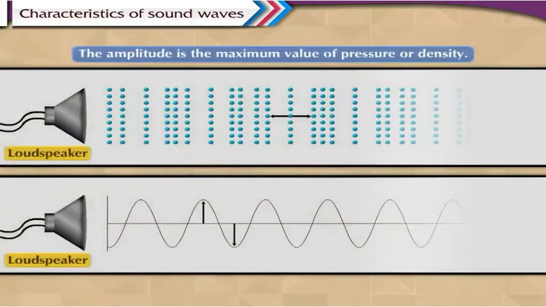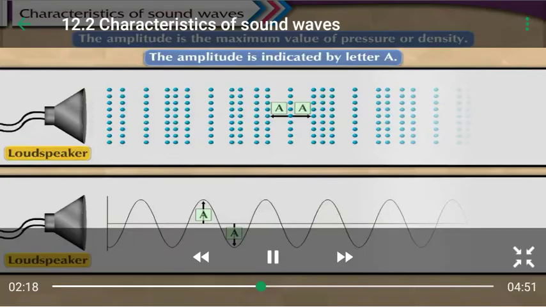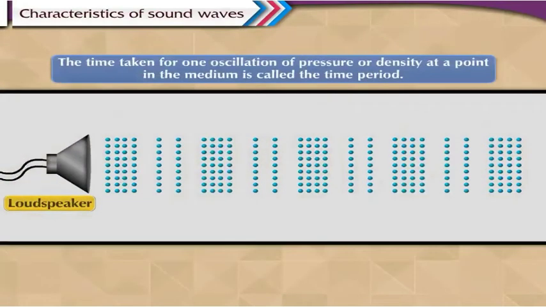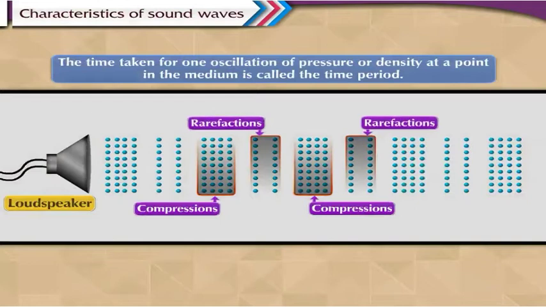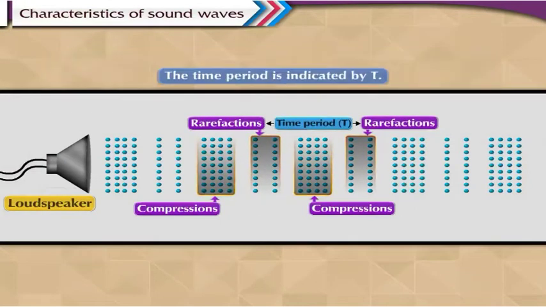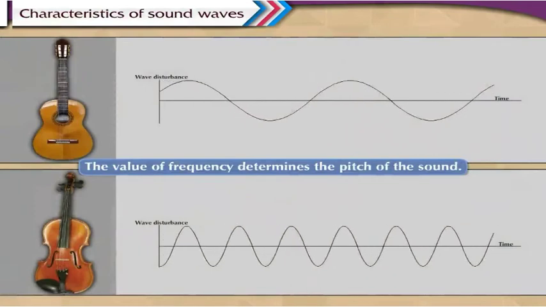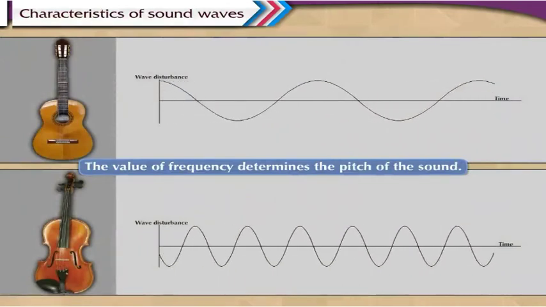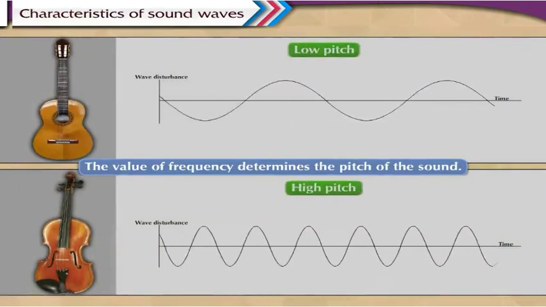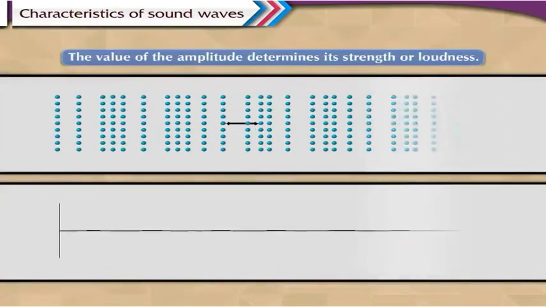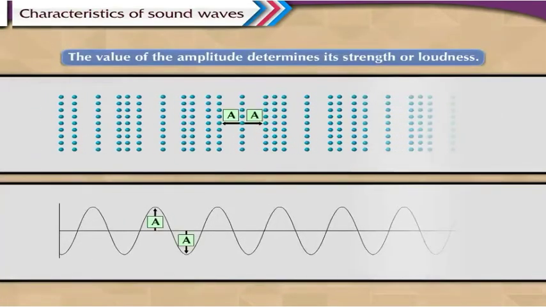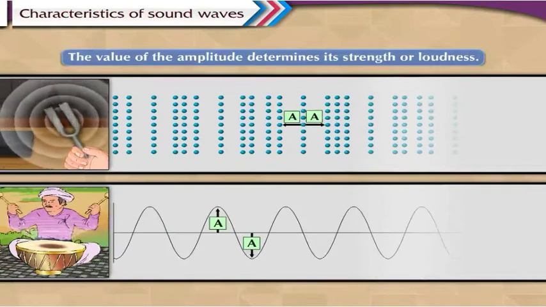The amplitude, which is the maximum value of pressure or density, is indicated by letter A. The time taken for one oscillation of pressure or density at a point in the medium is called the time period and is indicated by T. The value of frequency determines the pitch of the sound, that is, how high or low the sound is, while the value of the amplitude determines its strength or loudness.